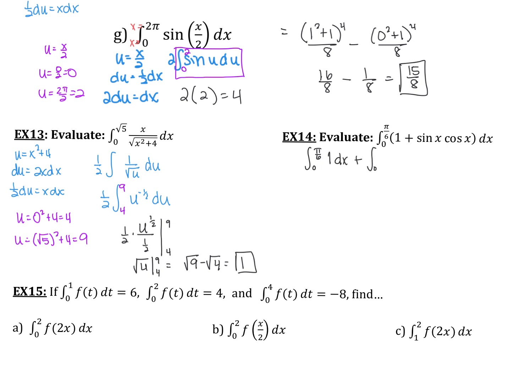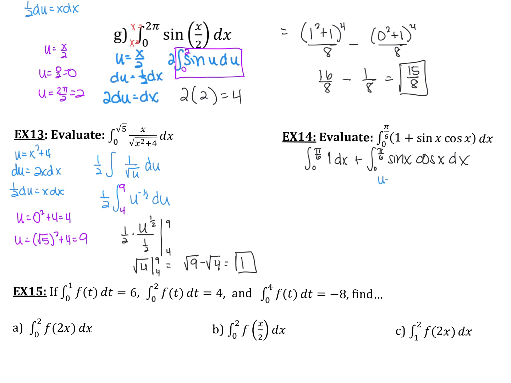plus the integral from 0 to pi over 6 of sine of x cosine of x dx. Here's where I'd use a u substitution. If we look at this function with a sine of x cos x, I would use a u substitution.